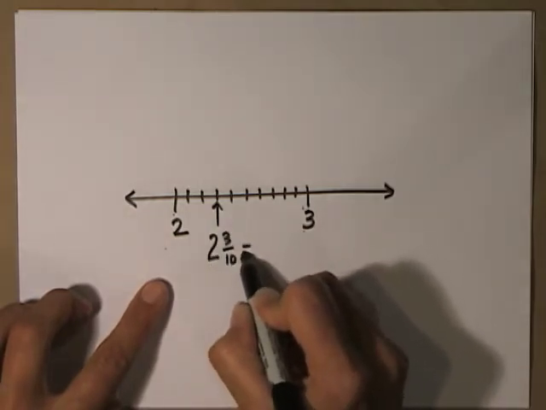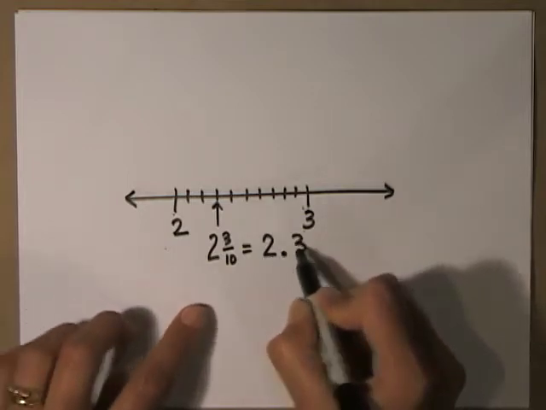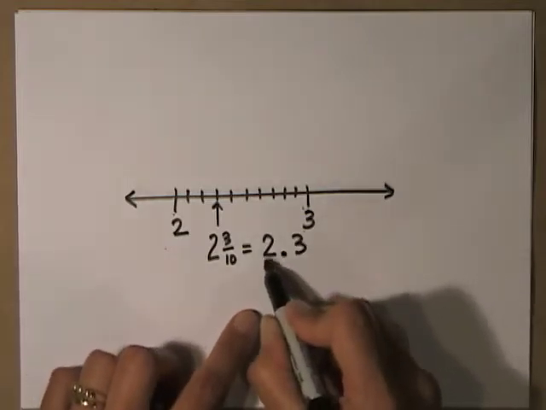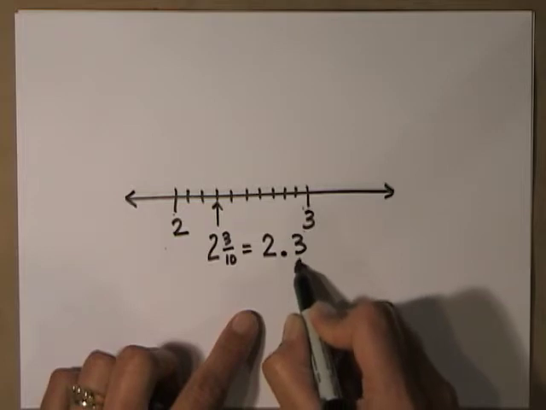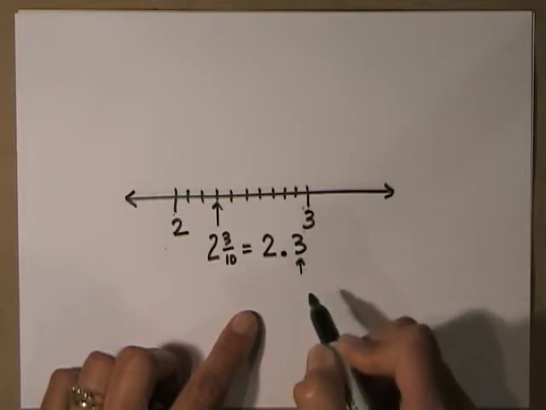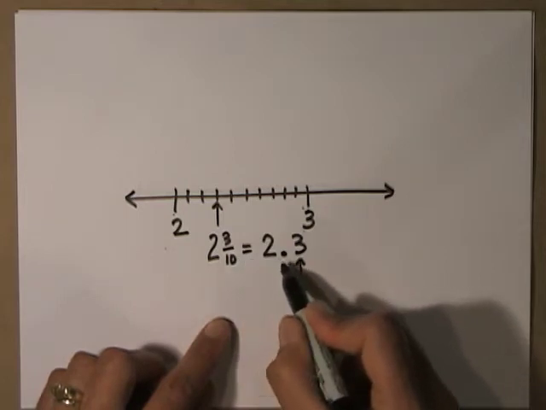To write this number, we use a decimal, 2.3. The decimal point separates the whole number from the decimal parts. The number of tenths goes in the first place after the decimal point. So 2 3/10 looks like 2.3.